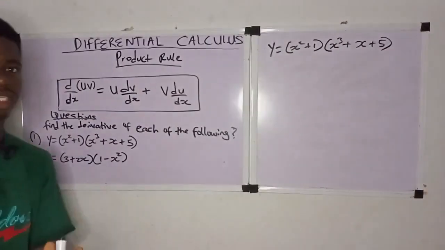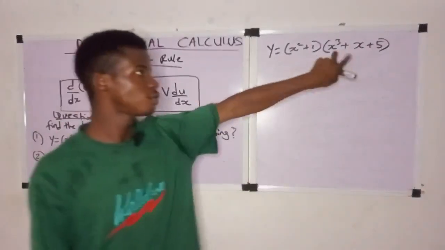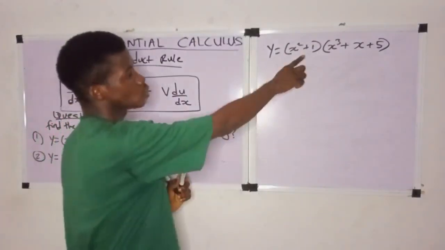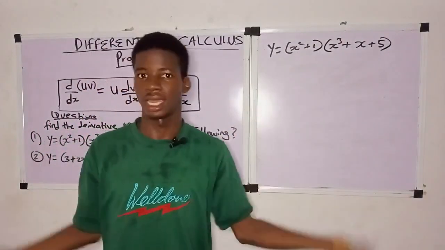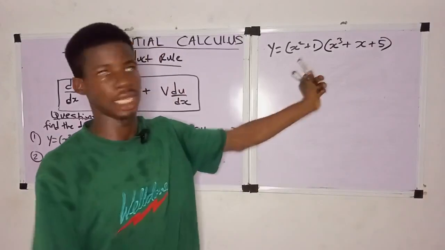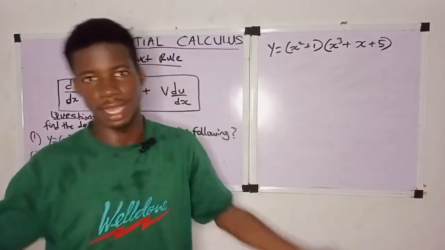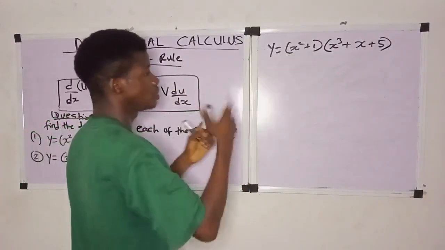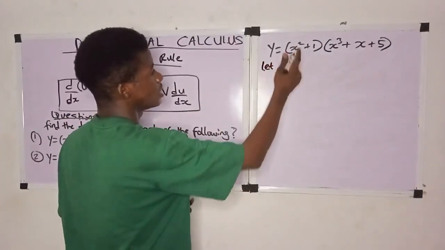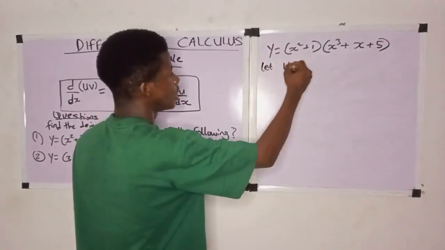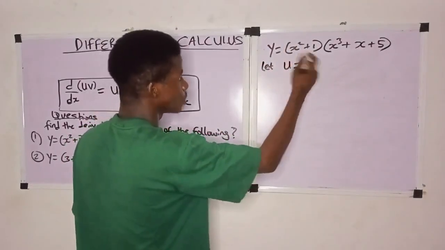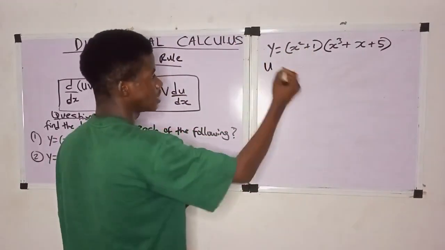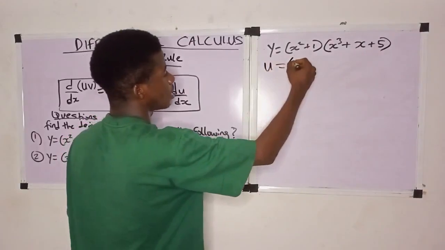What I'm going to do next is very easy. Since we have two functions here, follow me. You can make any of them any letter. You can call this one A, you can call this one B, any letter, but let's use U. We call this very first one U. So let U equal, this very first one, U. So U is equal to what?